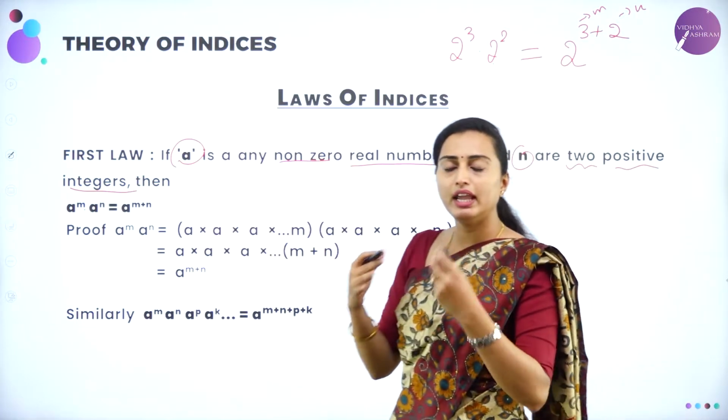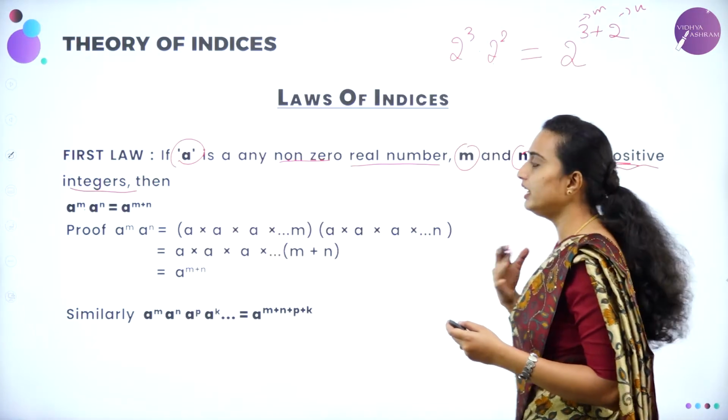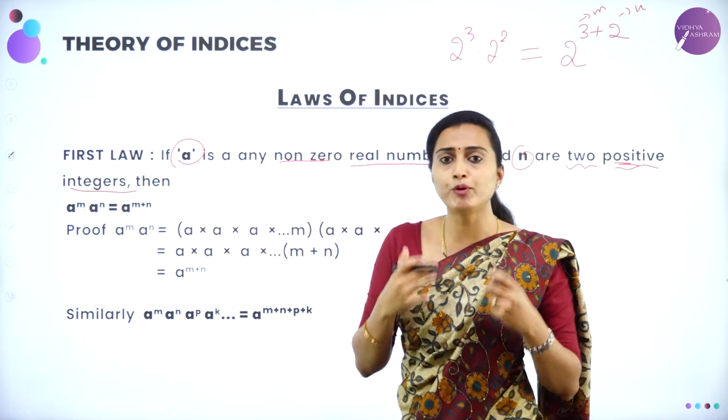M and N can be any integer. Here especially, any positive integer we are going to take. Then how will the proof go?